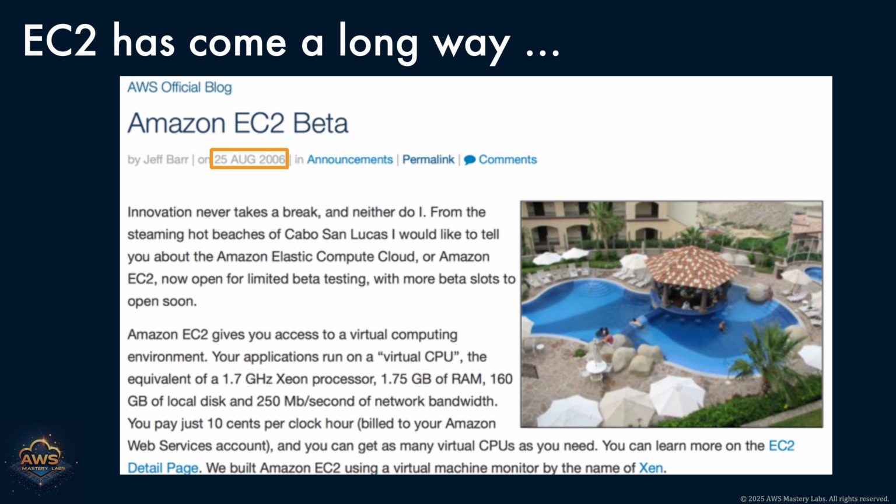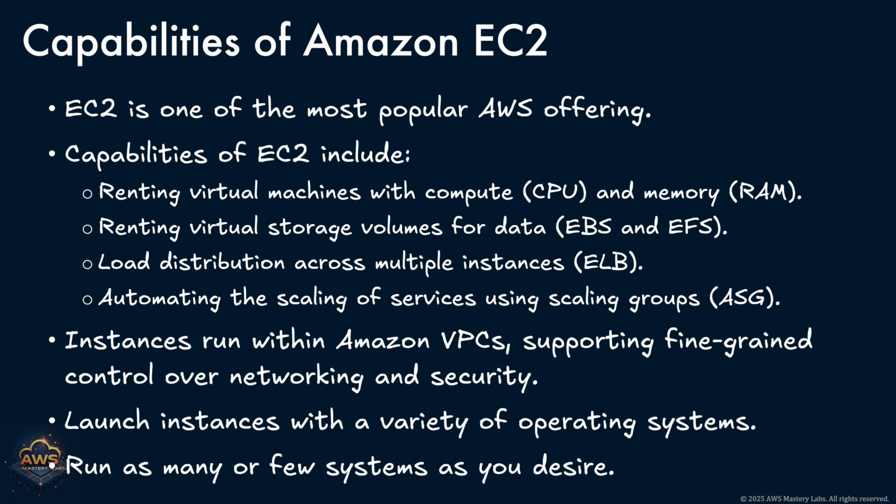Amazon EC2 is one of the most widely used services in the AWS ecosystem, and for good reason. It offers powerful, flexible capabilities that make it a go-to solution for running virtually any kind of workload in the cloud. With EC2, you can rent virtual machines equipped with compute power and memory tailored to your application's requirements. You also have access to scalable storage options, such as Elastic Block Store (EBS) for persistent volumes and Elastic File System (EFS) for shared file storage.